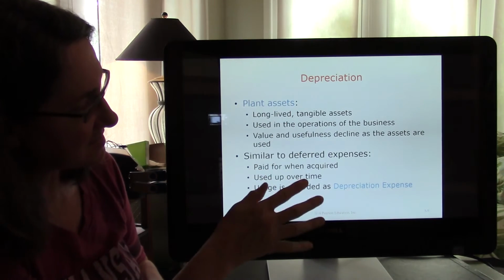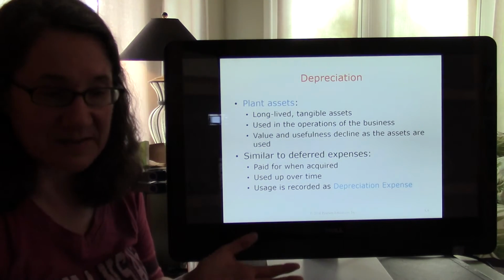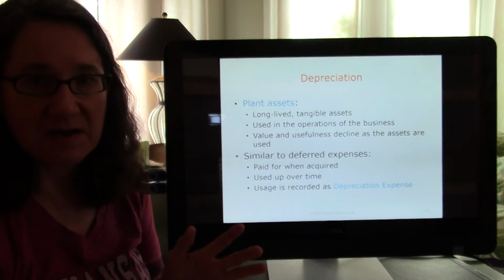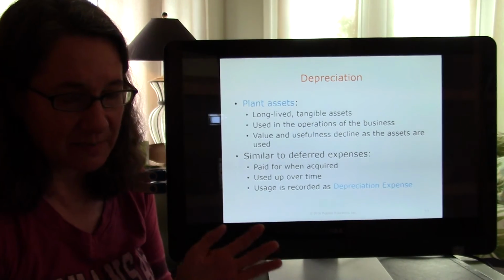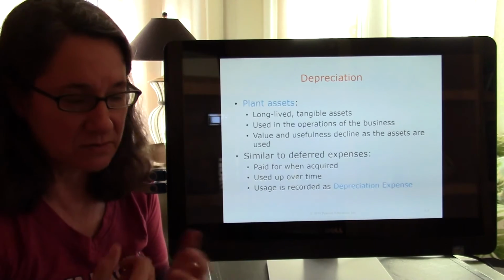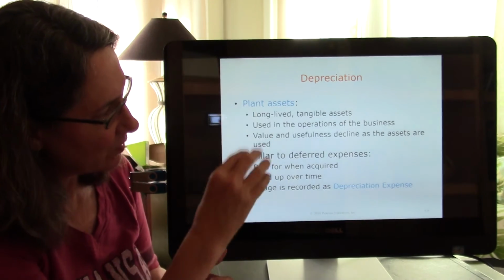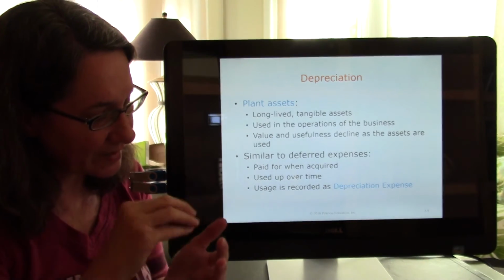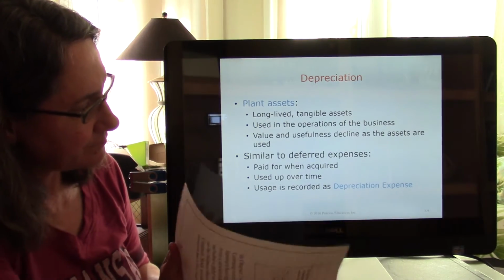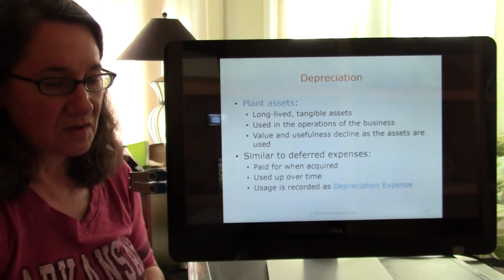So plant assets, it's similar to deferred expenses. It can be considered a kind of deferred expense, but it's over a very long period of time, right? Imagine $1 million building being depreciated over, say, 30 years or 20 years or something like that. So we call that depreciation. So we're just using up a little bit of that asset over time. So let's look at that.